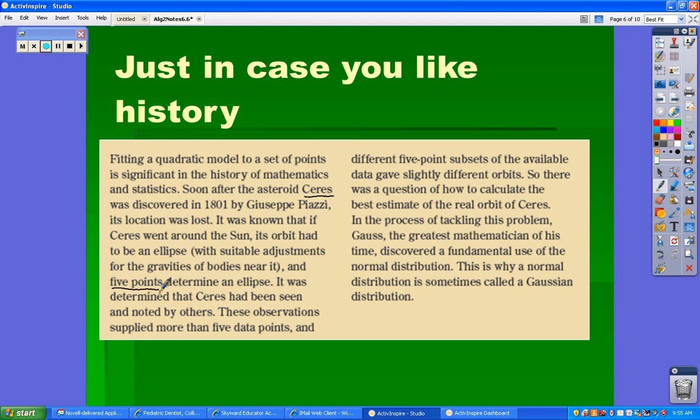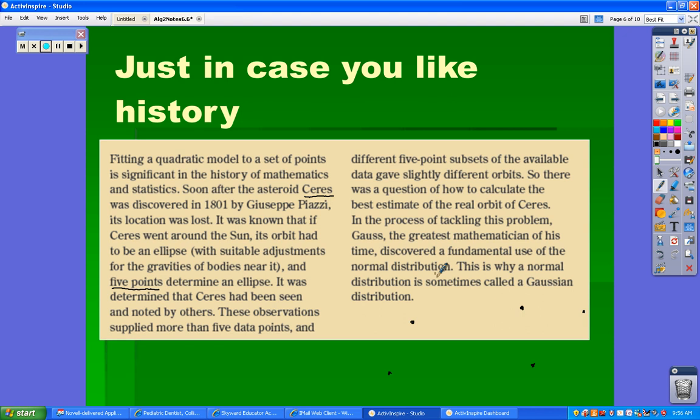They also knew this much from math studies done previously. It was determined that Ceres had been seen and noted by others. So some other people found it, and Piazzi knew a spot it was. So they found all these people who found these spots. They had these 5 data points, and then they did things similar to what we're doing today. They found a formula for an ellipse where it would have to travel, and then they could search for it by using estimation, and then they were able to find it again. Okay. In the process of tackling this problem, Gauss, the greatest mathematician of his time, discovered a fundamental use of the normal distribution.